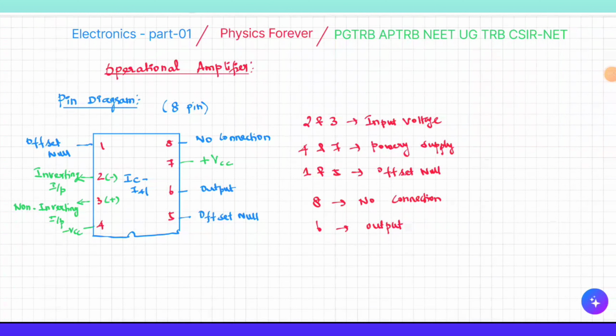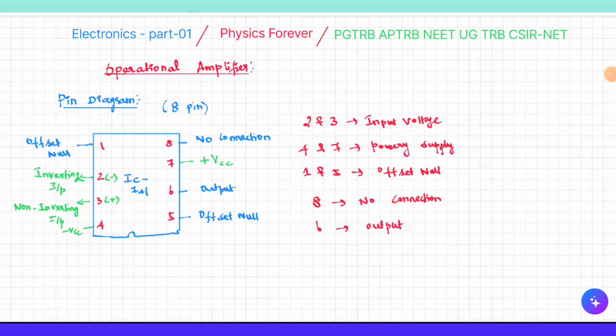So in that IC 741, there are 8 pins, from 1 to 8. We have to see the diagram. Pins 2 and 3 are the most important. In 2 and 3 we have to apply the input voltage. If 2 is represented as minus, that is called the inverting input. So one of the input voltages we have to give to pin number 2. Then 3 is the positive. Another input voltage we have to apply to the non-inverting input.